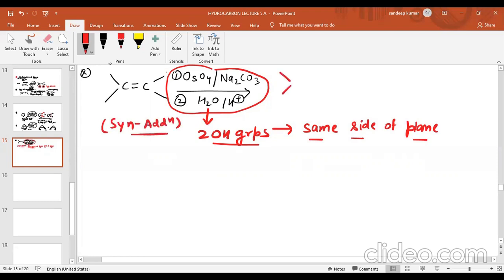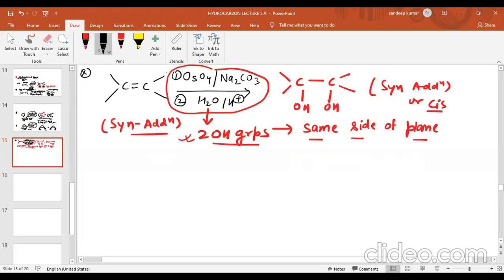So the product obtained is this. The OH will come from this side, then this OH will also come from this side. So this is basically syn addition, or we can say cis addition. So this is the obtained product. This is osmium tetroxide. This whole reagent will provide how many OH groups? 2 OH groups. Now see the next. If again the reaction is given like this, again an alkene is given.